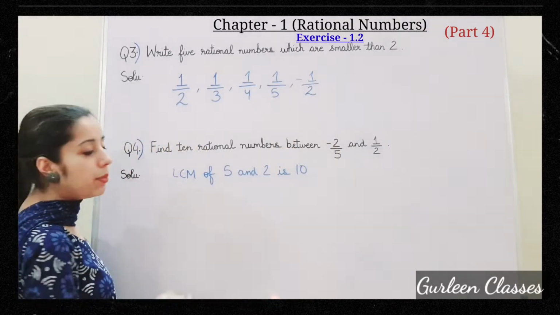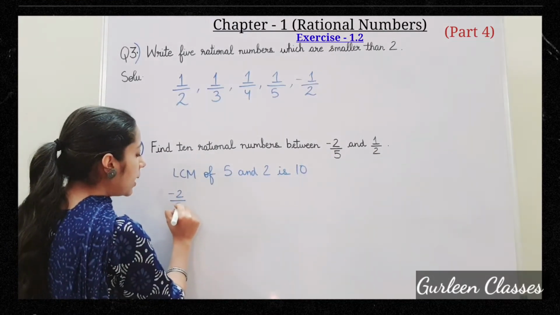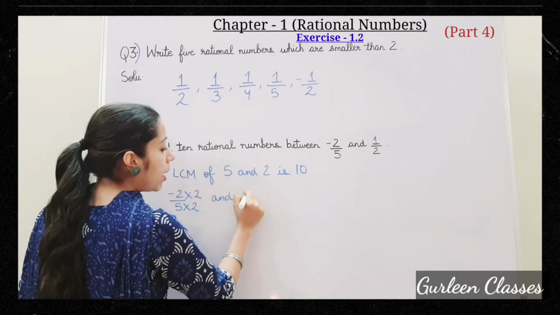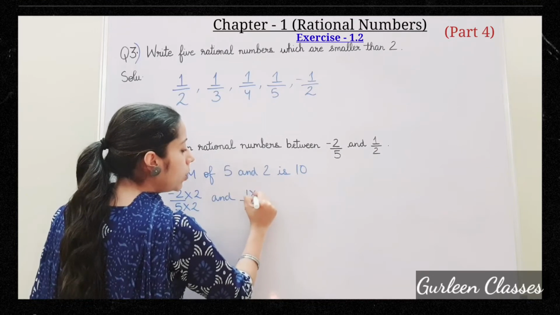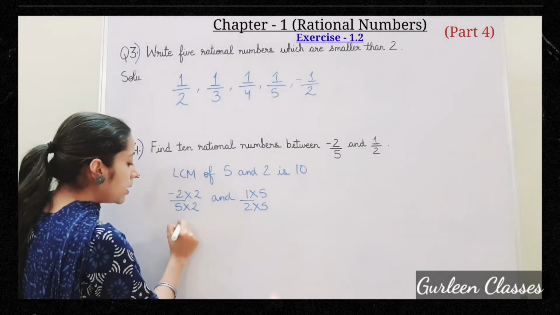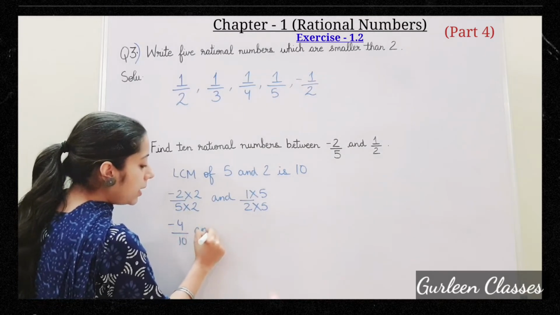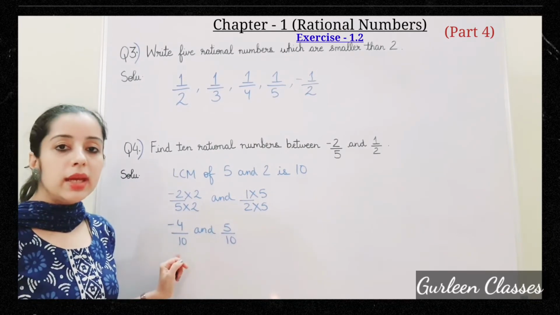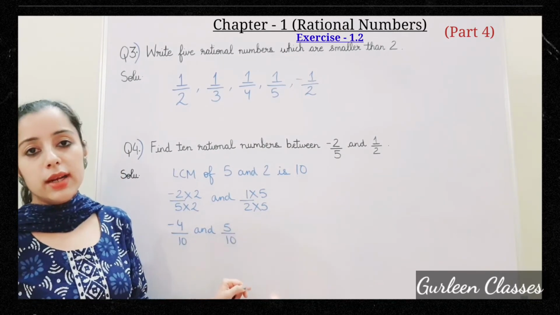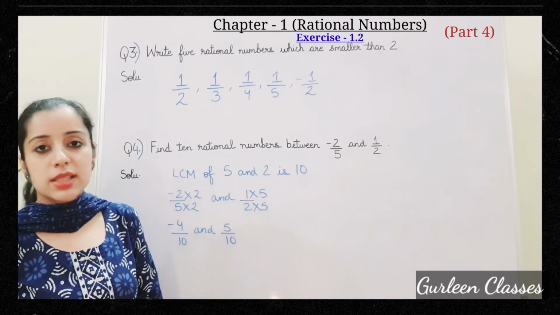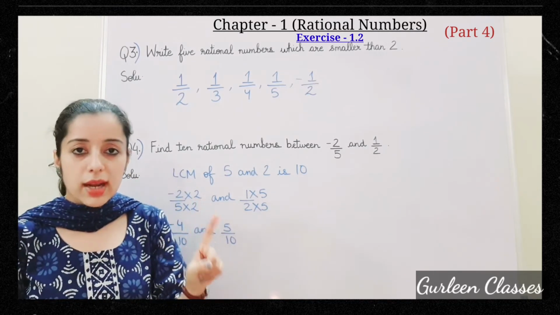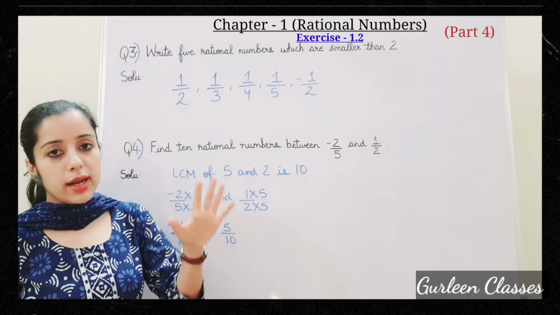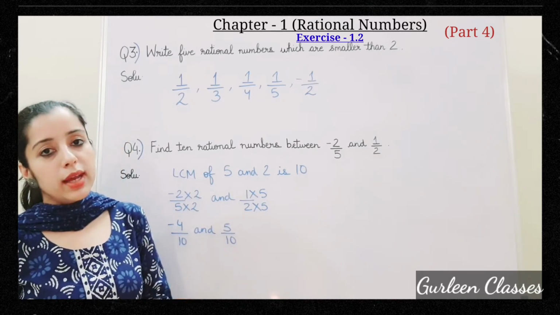So now we have to multiply. Minus 2 upon 5, multiply the denominator and numerator by 2, and 1 upon 2, multiply the denominator and numerator by 5. So it is coming minus 4 upon 10 and 5 upon 10. The denominators are the same, but students, between minus 4 upon 10 and 5 upon 10, there are only 7 to 8 rational numbers. Let us see. It will be minus 3 upon 10, minus 2 upon 10, minus 1 upon 10, 0, 1 upon 10, 2 upon 10, 3 upon 10 and 4 upon 10.